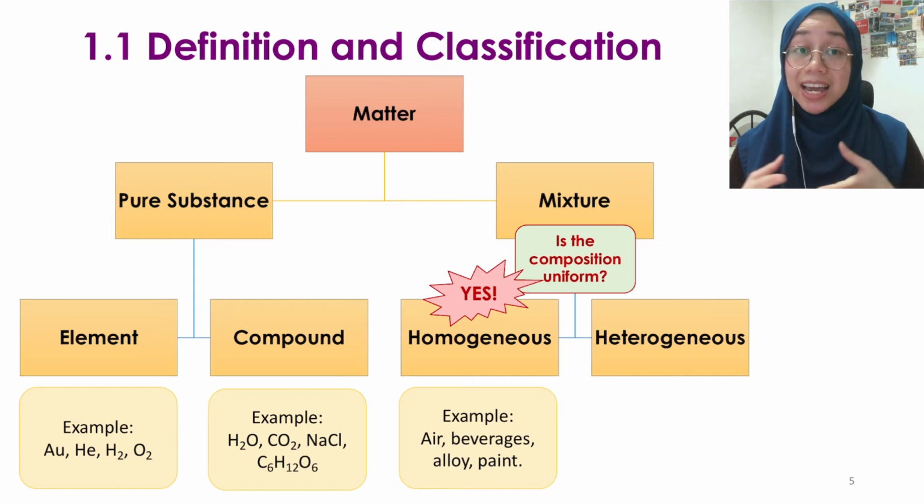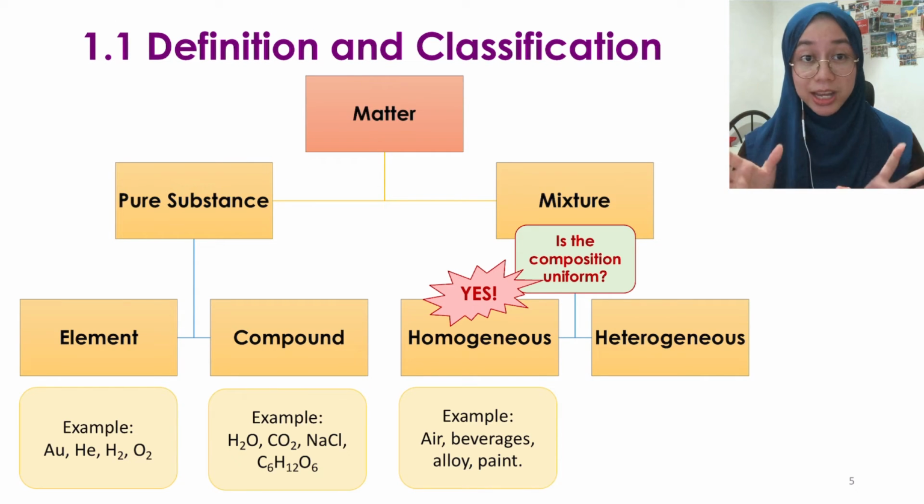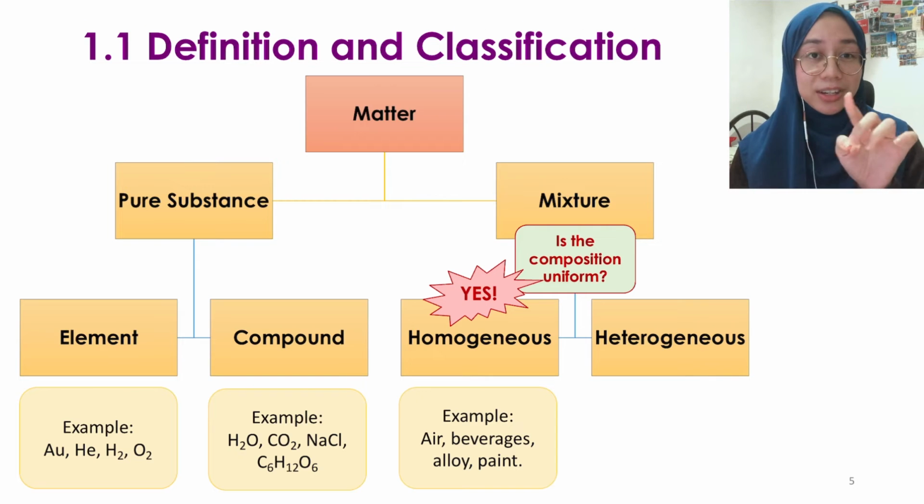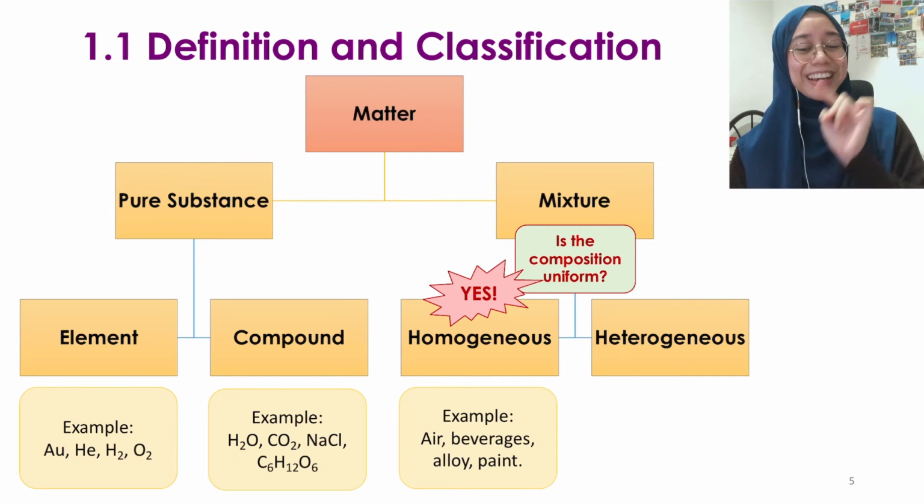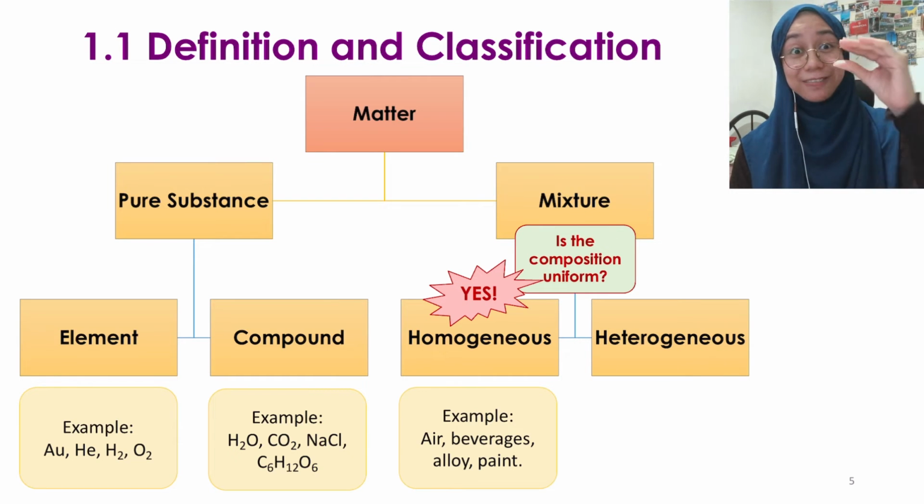Okay, sama juga dengan air minuman, ada gula dalam tu, ada caffeine, ada macam-macam lah dalam tu kan. Tapi kita tak boleh nak differentiate kan gula mana, yang ni mana, tak boleh. Okay, tapi unless teh tarik lain cerita lah. Teh tarik dia termasuk dekat bahagian heterogeneous because you can differentiate them.